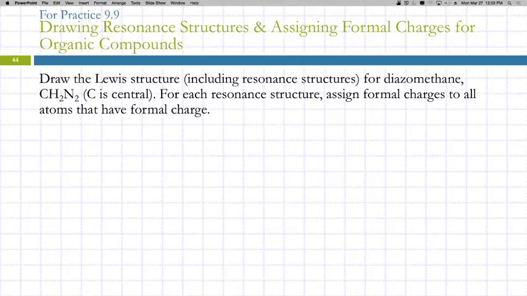Draw the Lewis structure, including resonance structures, for diazomethane. Here's the formula, and we're told that the carbon is central. For each resonance structure, assign formal charges to all atoms that have formal charge. When things have a zero formal charge, we usually just don't write anything there. Okay, so we're told that carbon is central.